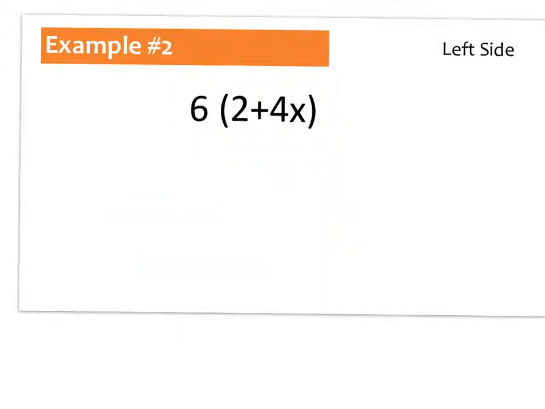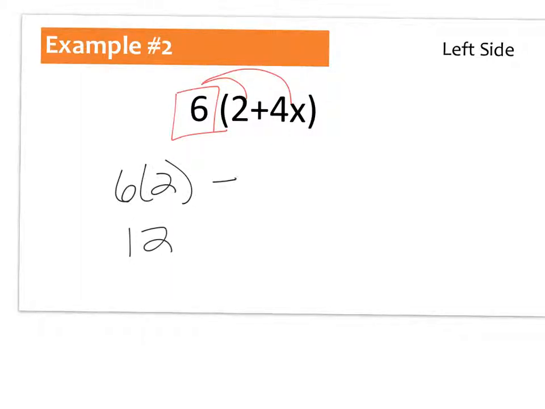All right, so let's go ahead and look at this example here. So what number do I have outside my parentheses that is going to be distributed? 6, right? So my 2 is going to get a piece of the 6, and the 4x is also going to get a piece of the 6. So let's go ahead and distribute. So 6 times 2 is 12, right? And then the next part of it is 6 times 4x, okay?